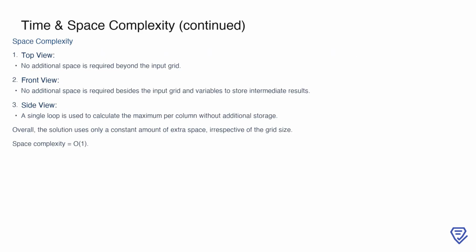Now let's consider the space complexity of the solution. For the top view, no additional space is required beyond the input grid since we only need to check each cell directly. For the front view, no extra space is needed either, apart from variables to store intermediate results like the current maximum value in a row. Similarly, for the side view, we calculate the maximum value for each column without using additional storage. This is achieved through a single loop that operates on the input grid. Therefore, the overall space complexity is constant, or 1, as it does not depend on the grid size.